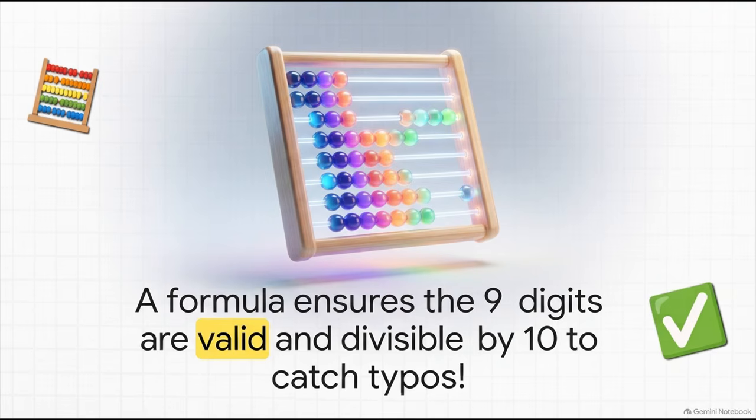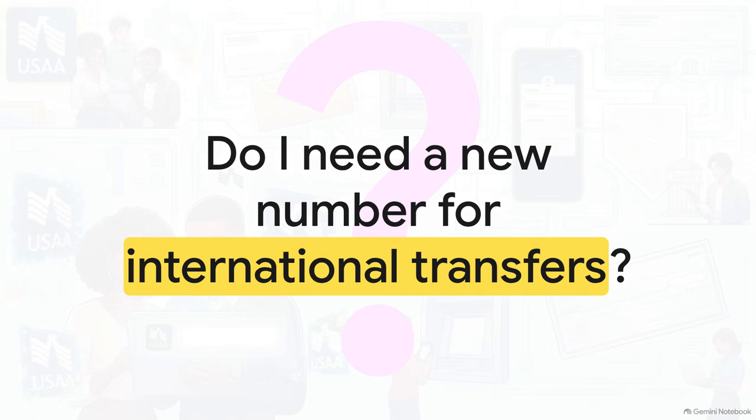Now, a very frequent question we get from members stationed overseas: do I need a new routing number for international transfers? The answer is no, simply because routing numbers are strictly for the U.S. banking system. If someone overseas is trying to wire you money, giving them your routing number just won't work. Instead, you're going to need to provide USAA's SWIFT code, which essentially acts as the international version of a routing number.